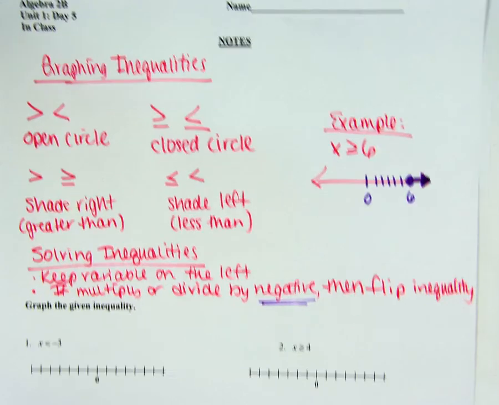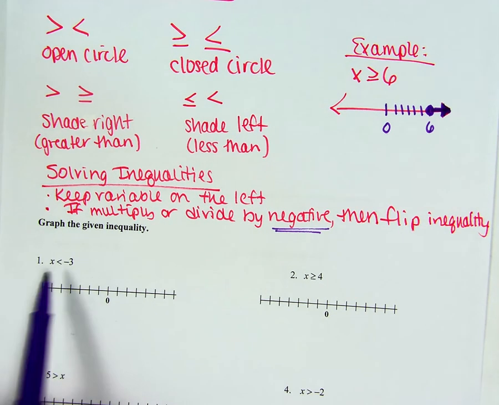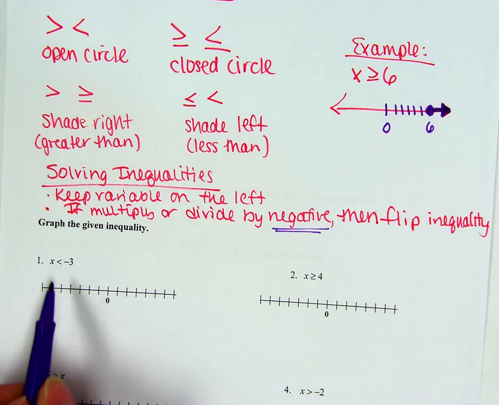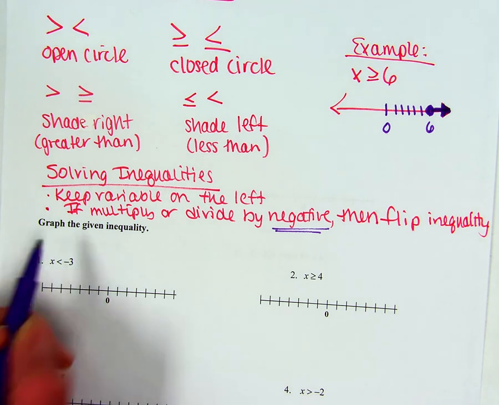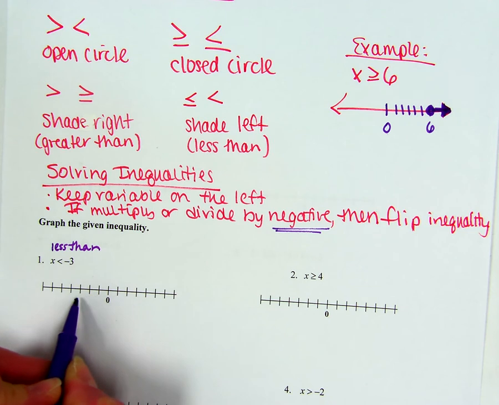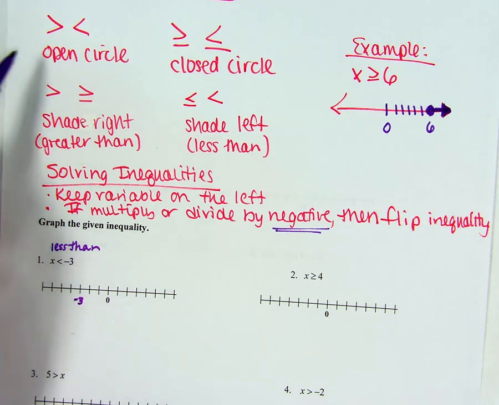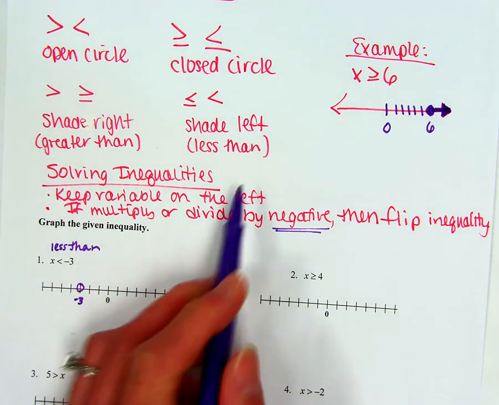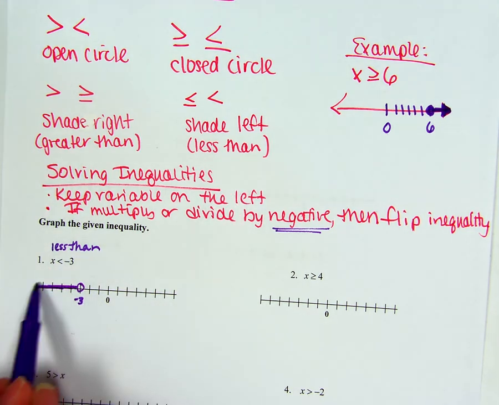All right, now we're going to move on to the graphing. So these first ones just ask you to graph. It's already solved for x. So x is less than negative 3. Make sure you know how to say this correctly. And you find negative 3. So since it's less than, it's just going to be an open circle. And because it's less than, I'm going to shade to the left. And then just put an arrow, meaning this goes on forever.